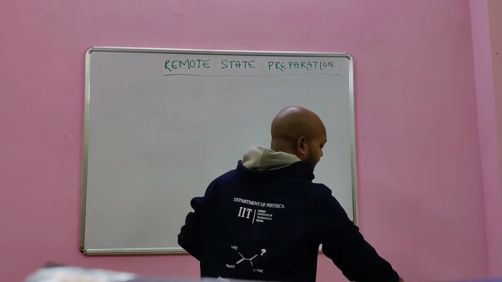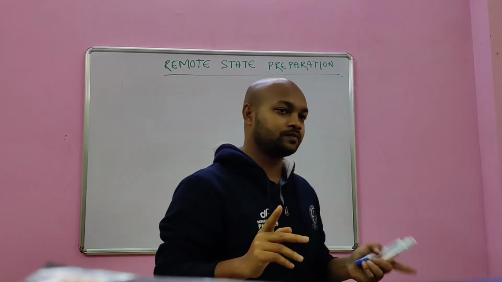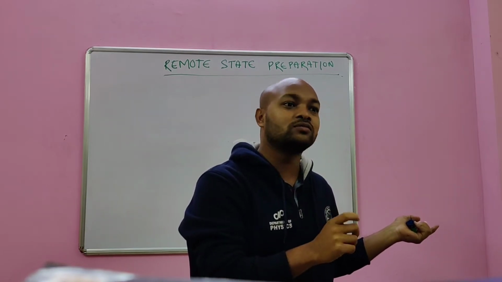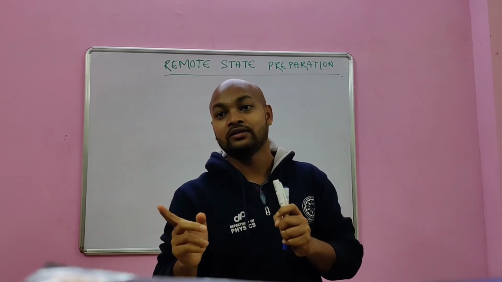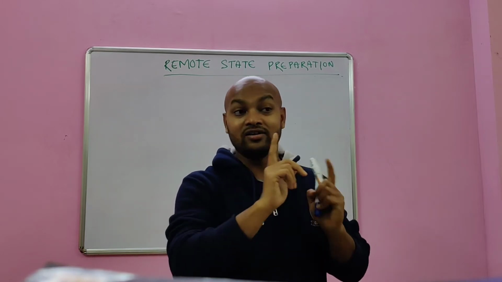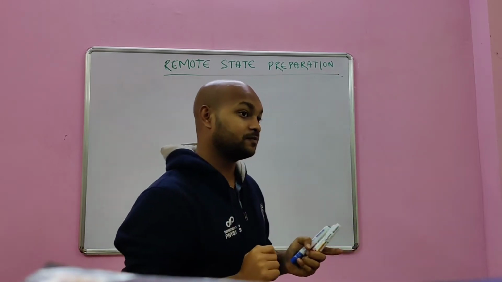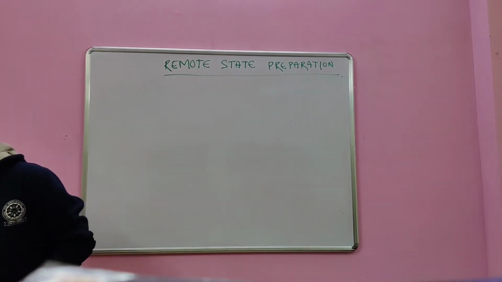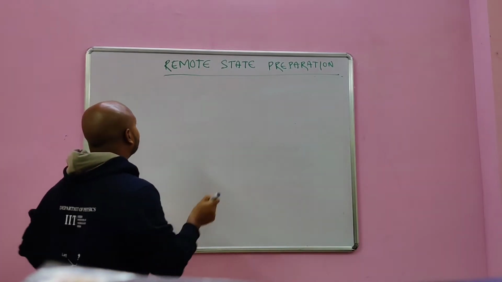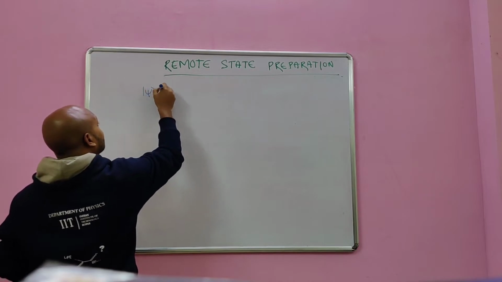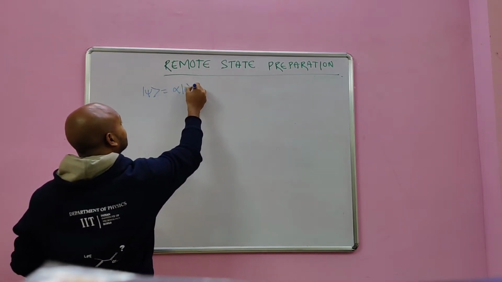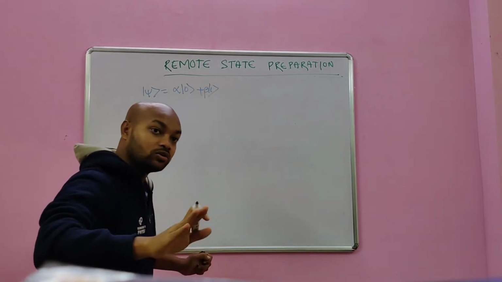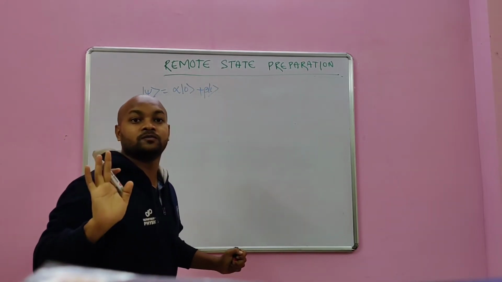You know, in quantum teleportation, the information that Angelina was sending to Brad was an unknown state. Remember, I mentioned it yesterday, that Angelina was sending the state psi equals alpha 0 plus beta 1. Angelina did not know the values of alpha and beta, remember.